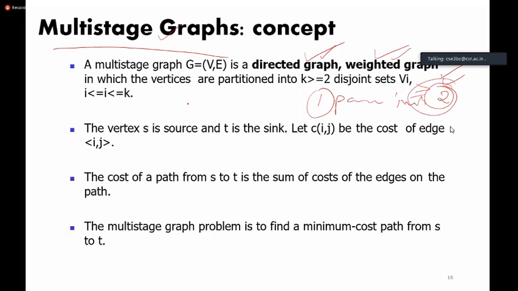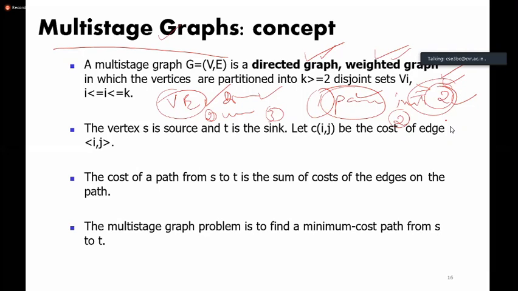Once again, listen. A graph consisting of vertices and edges. It should be directed. First property is directed. Second property is it's weighted. Third property is we can partition this graph into 2 or more than 2 stages or partitions. That we call a multi-stage graph. Once again, a graph consisting of vertices and edges, directed, weighted, and partitioned into more than or equal to 2 partitions is a multi-stage graph. Clear now?